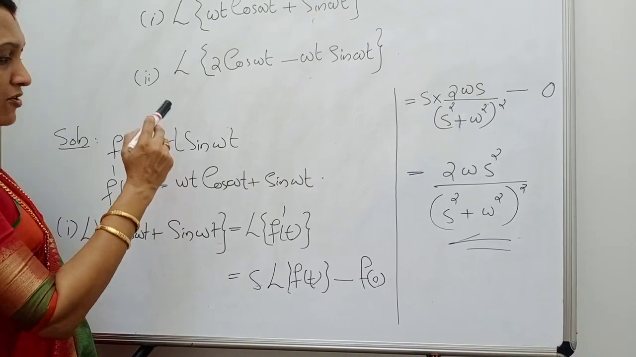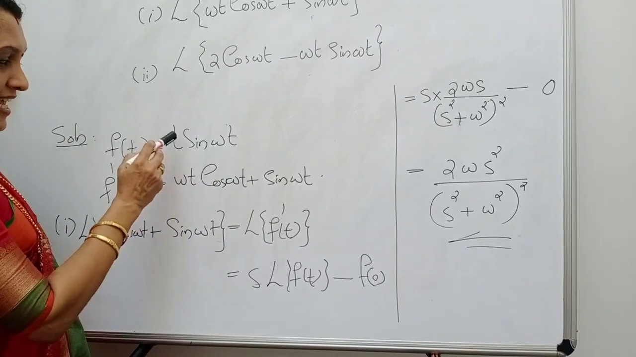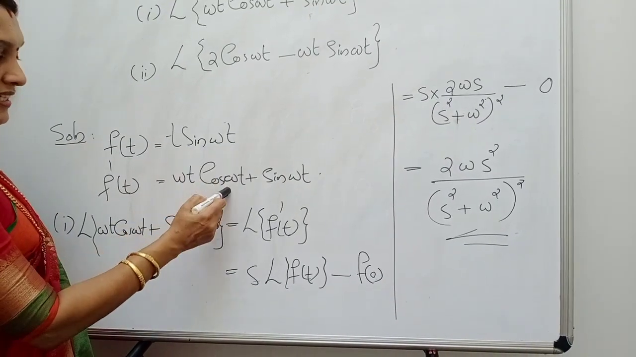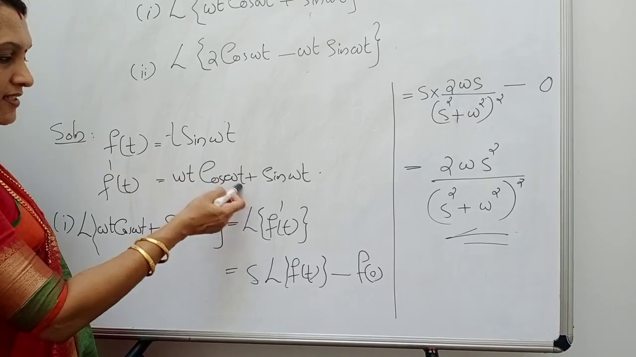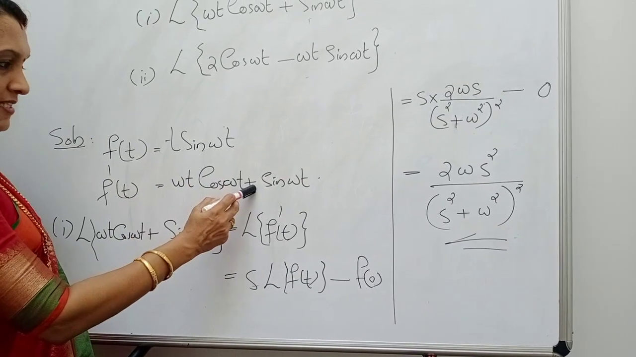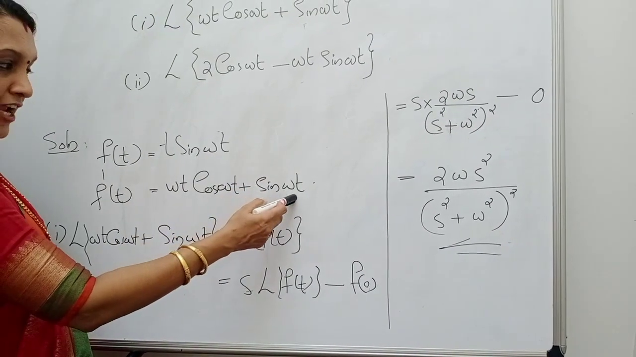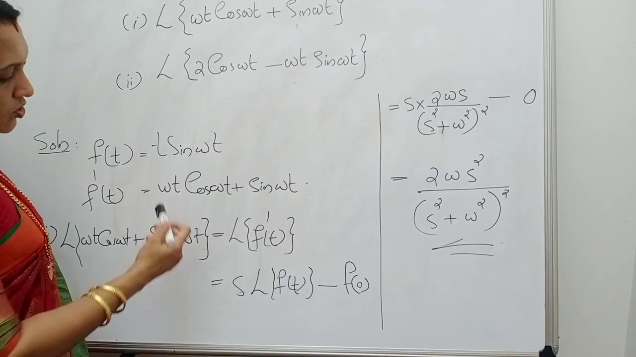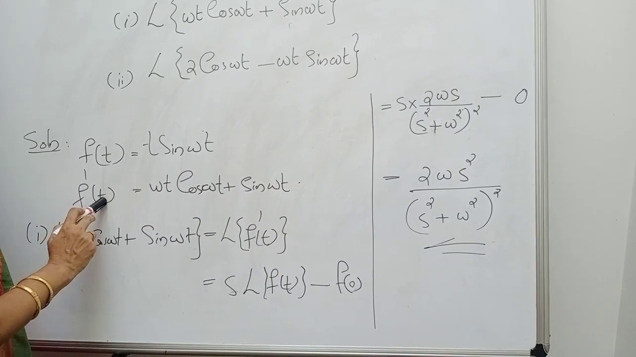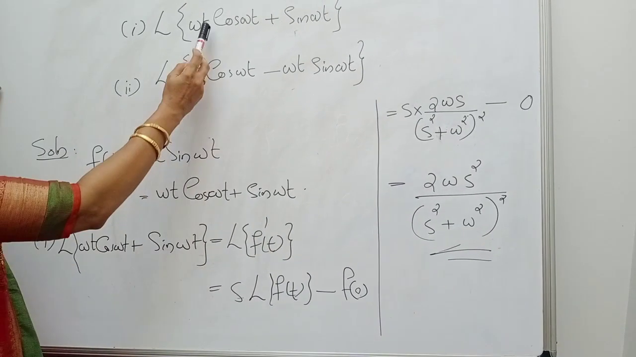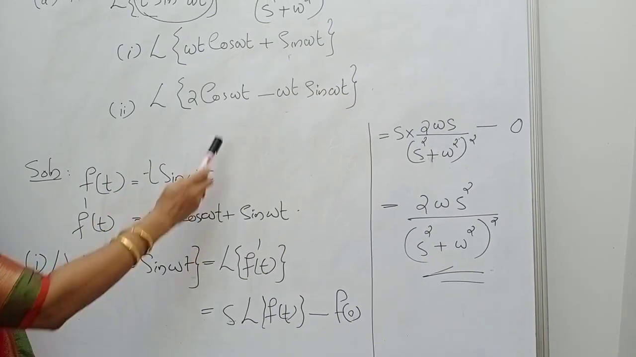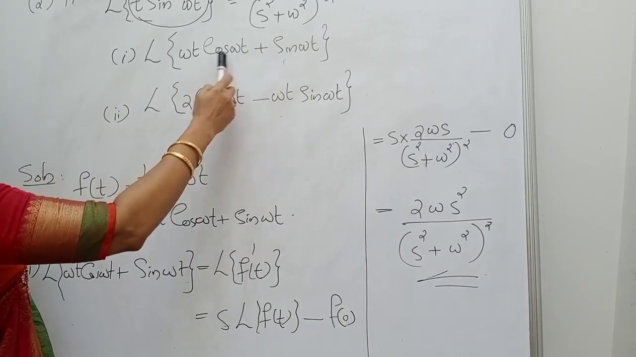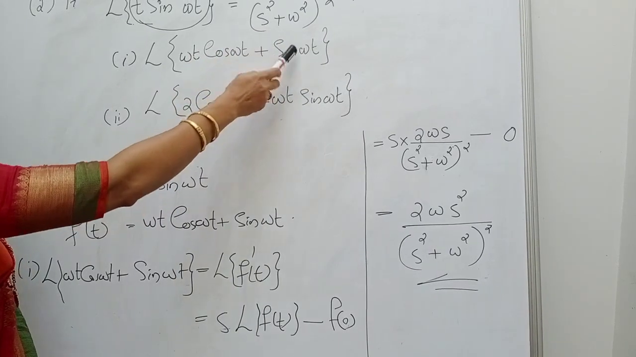So when you are expanding, you can see first function t into sin omega t whose derivative is cos omega t into omega, plus second function sin omega t into derivative of t, that is 1. So this is actually f dash t. Now look at the given question. It is the same as this, isn't it? So what you are asked to find actually is this f dash t.